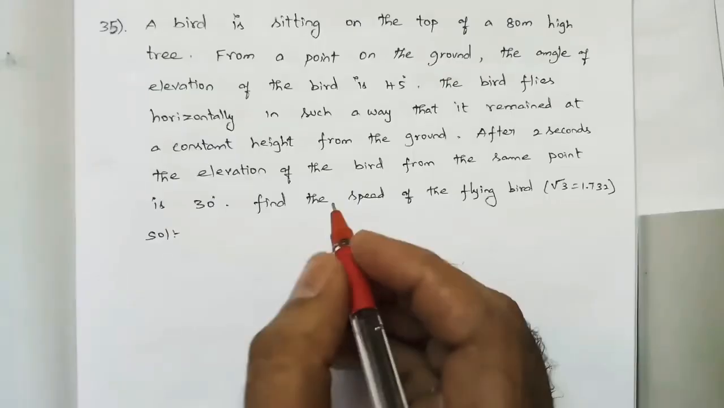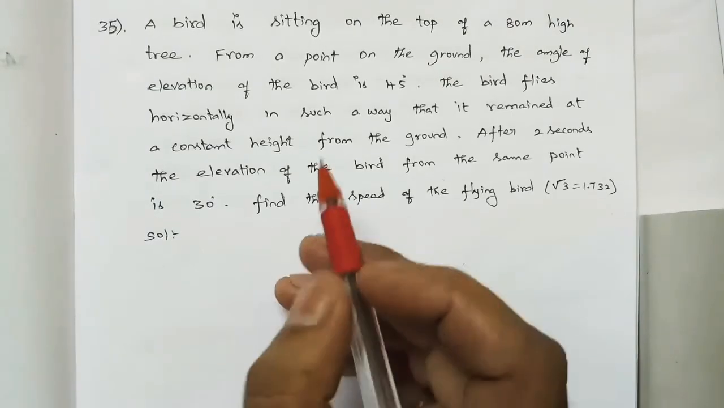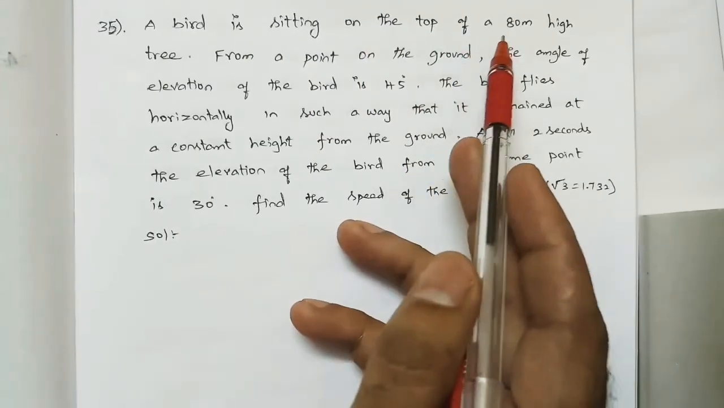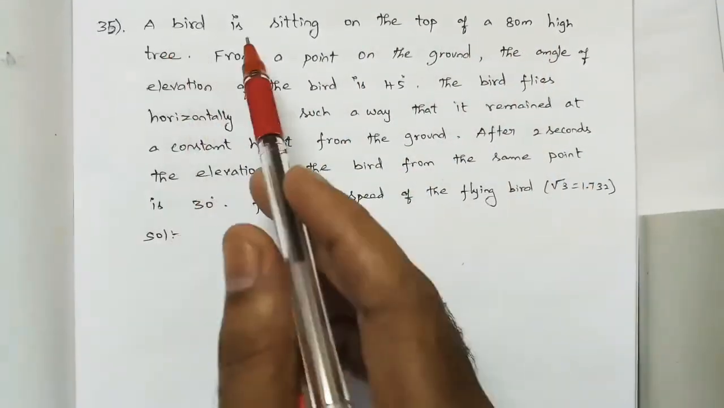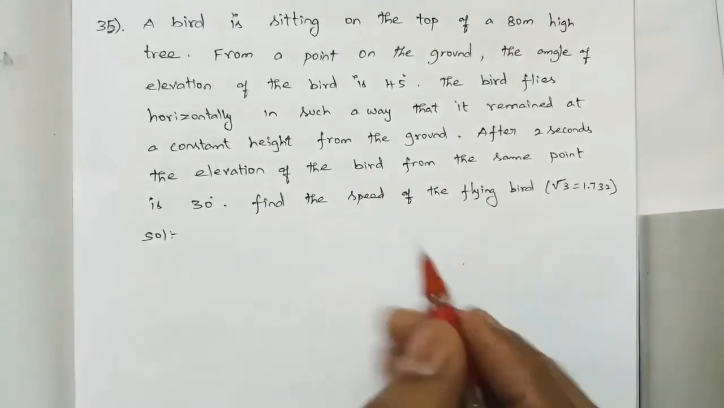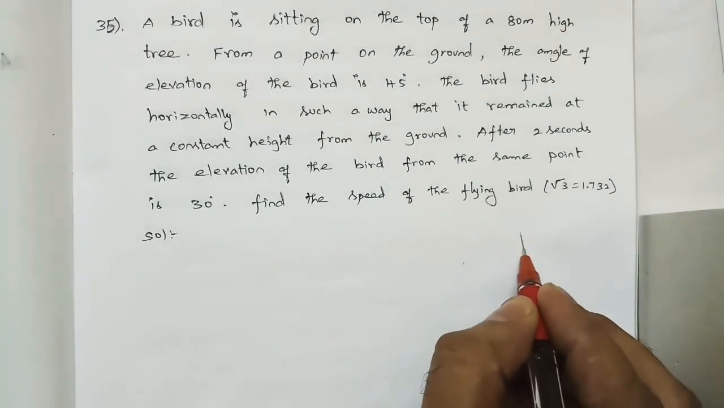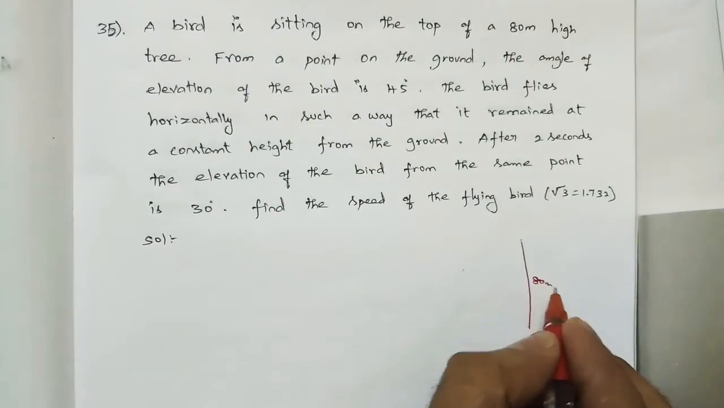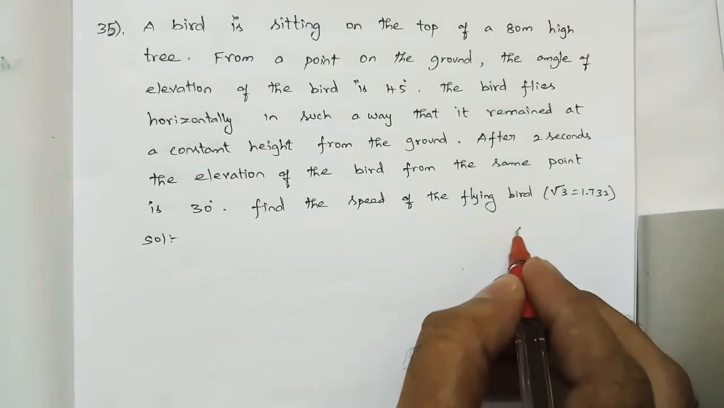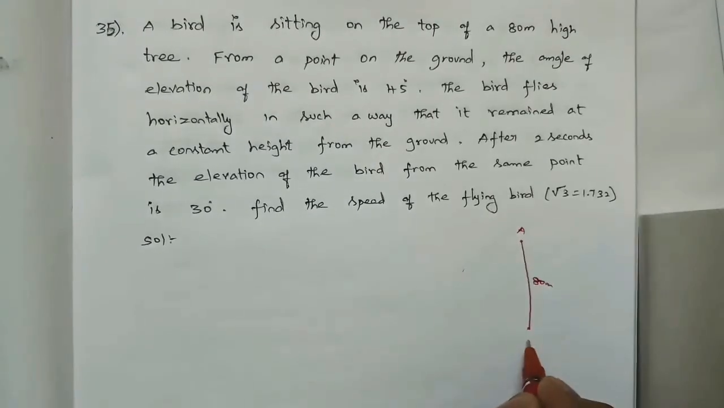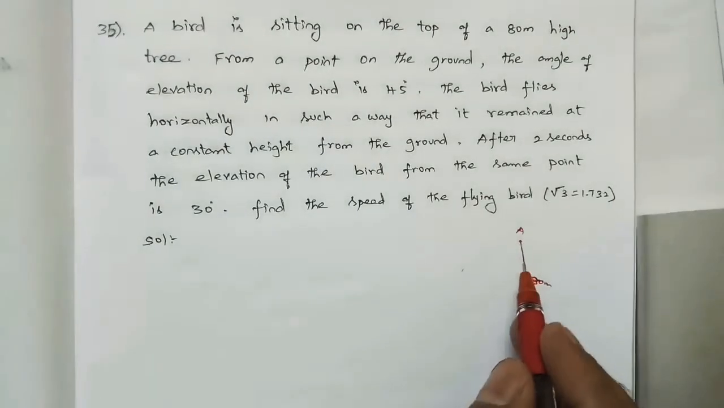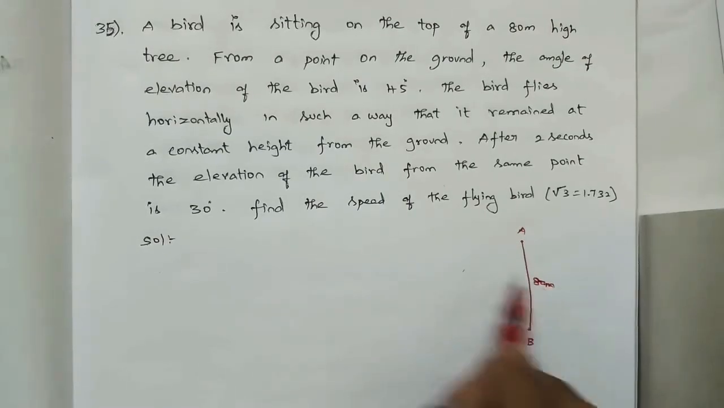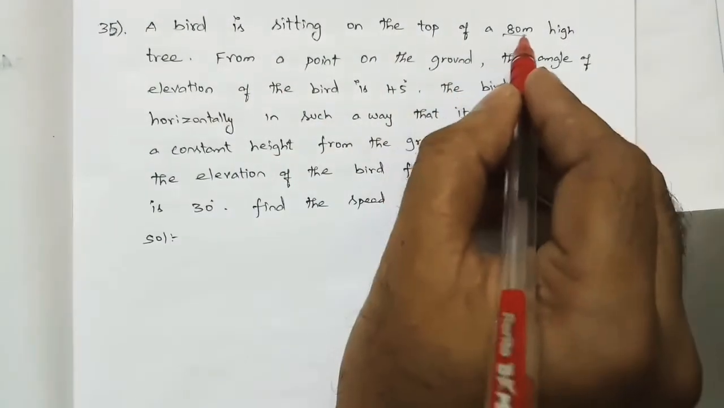Next, sum number 35. A bird is sitting on the top of an 80 meter high tree. The height of the tree is 80 meter. I'm marking the top of the tree as point A, and B is the foot of the tree. The height of the tree is 80 meter.